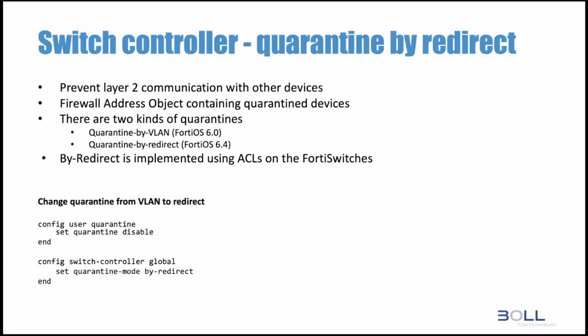On the FortiGate side, if you quarantine a device, it will be added to an address group, which you can use in the policies, which I will also cover in the demo. If you're upgrading and coming from an earlier version of FortiGate, the default method of doing this is currently by VLAN, and if you want to use the new default, starting with FortiOS 6.4, you have to manually change it. To change it, you first have to disable the whole quarantine, and then use the command provided here to set the mode to by redirect.